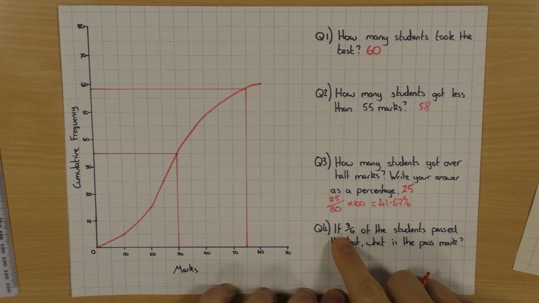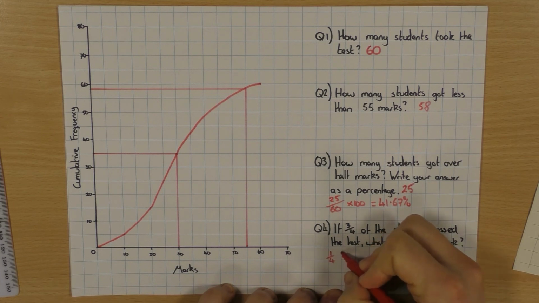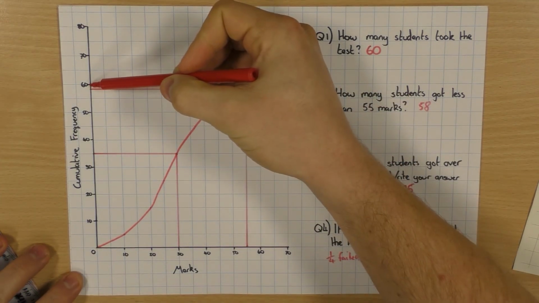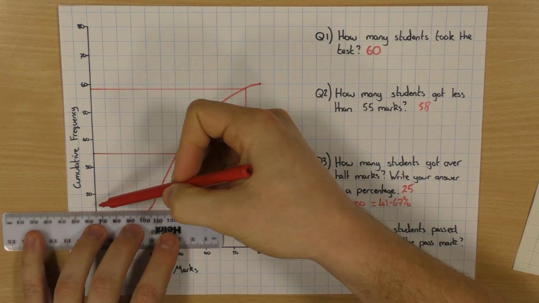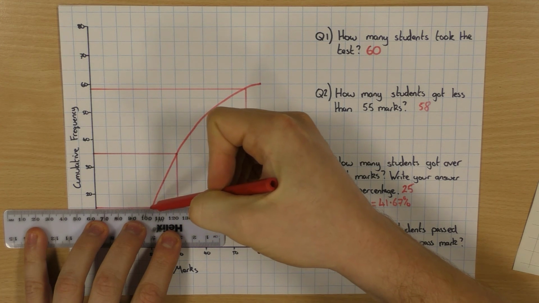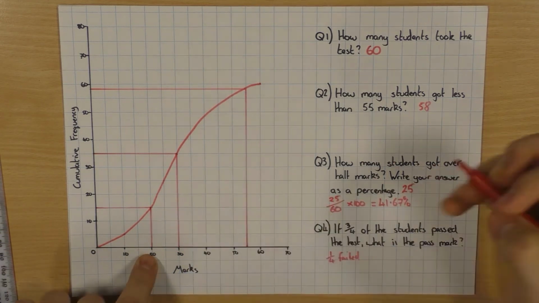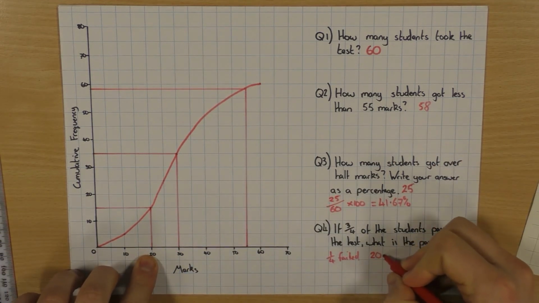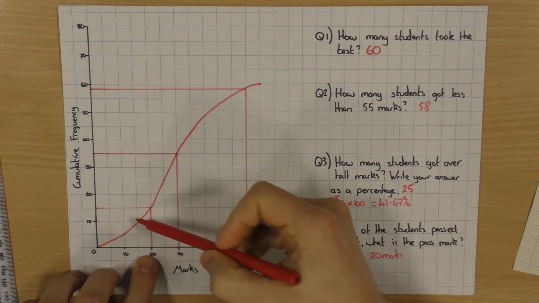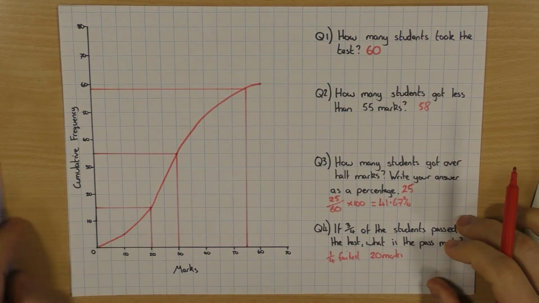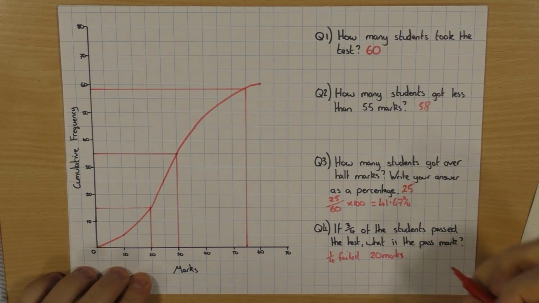Okay. And last question here, if 3/4 of the students pass the test, what is the pass mark? So this one here is a bit trickier. If 3/4 passed, that means that 1/4 failed or did not pass. Okay, in which case, if I find a quarter, remember 60 was how many students there were, so a quarter of them are failing, so a quarter would be 15, so I go from 15 across and down. So then I come to 20 marks, so 20 marks would be the pass mark, because a quarter of them failed, so everything below that would be a fail, everything above that, so 3/4 above that, that would be the pass.